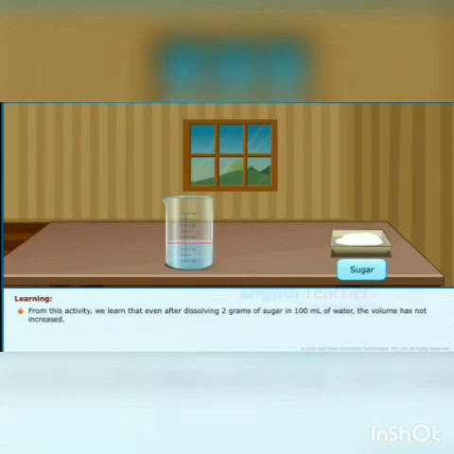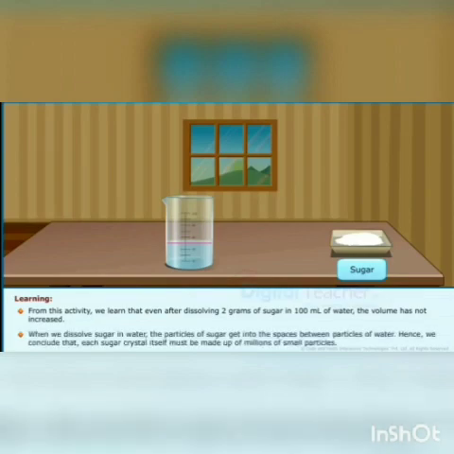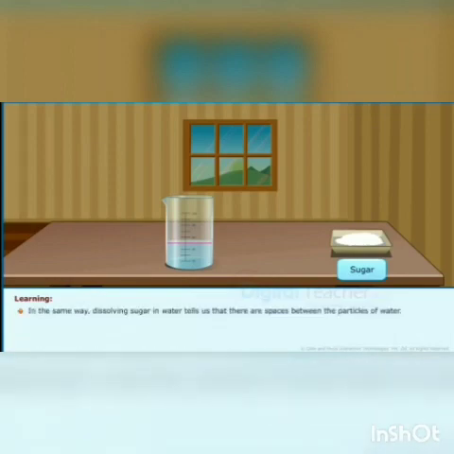So, from this activity, we learn that even after dissolving 2 grams of sugar in 100 ml of water, the volume has not increased. When we dissolve sugar in water, the particles of sugar get into the spaces between particles of water. In the same way, dissolving sugar in water tells us there are spaces between the particles of water.